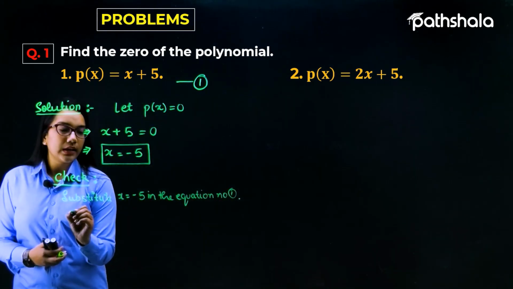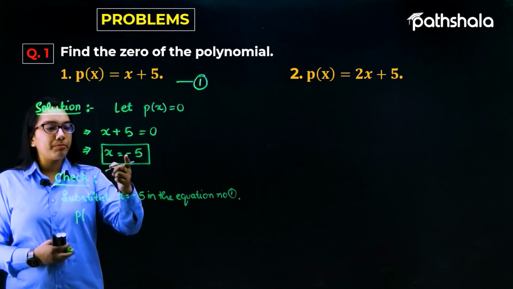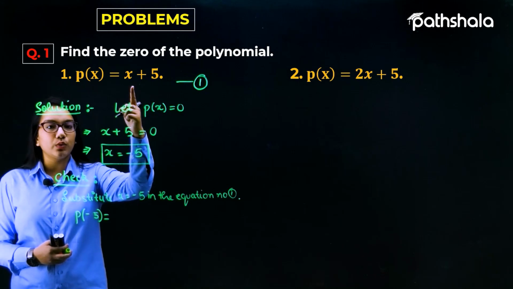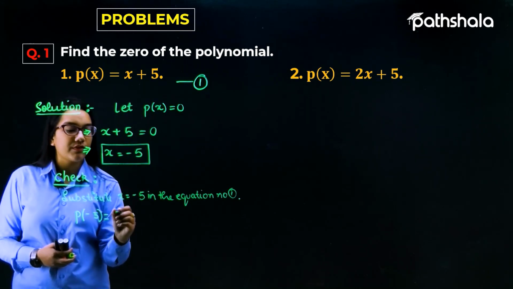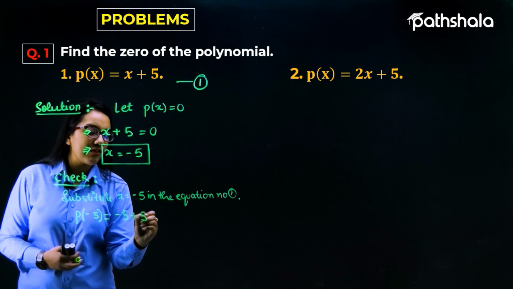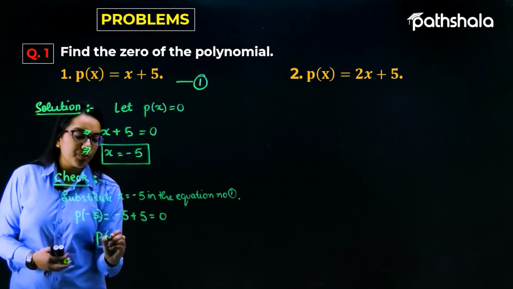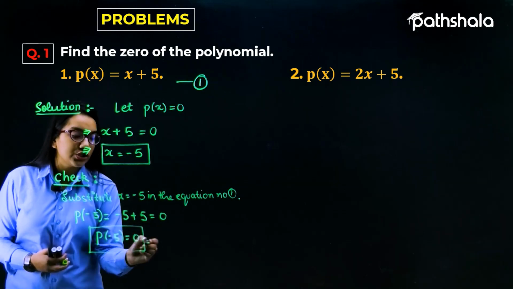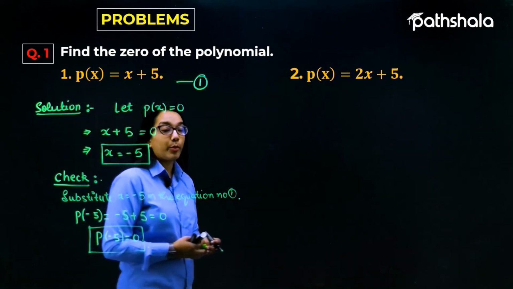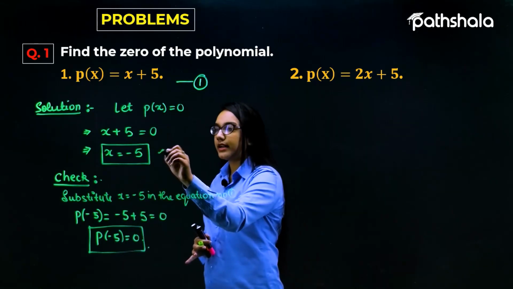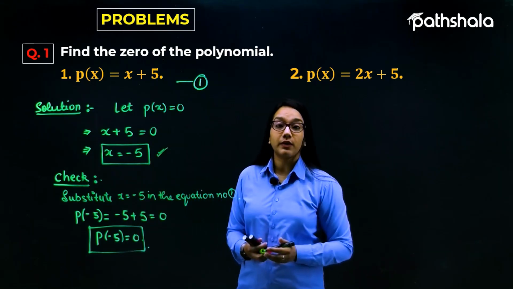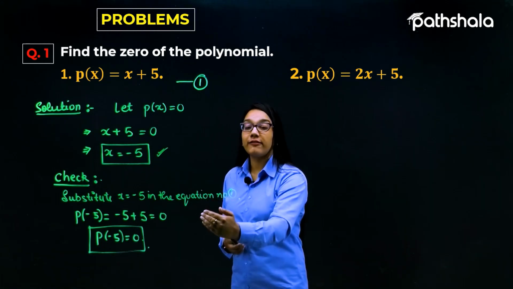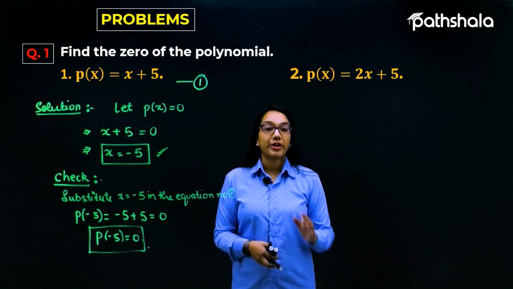As we know p(x), in place of x we have to substitute minus 5. So p(minus 5) is equal to, in place of x, minus 5 plus 5. Minus 5 plus 5 is 0. So p(minus 5) is equal to 0. At the end it satisfies the definition of the zeros of the polynomial. It means that our answer is correct and x is equal to minus 5 is called the zero of the polynomial. In this way you can find the zero of any particular polynomial.